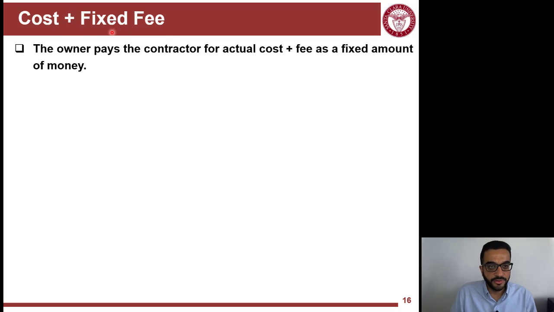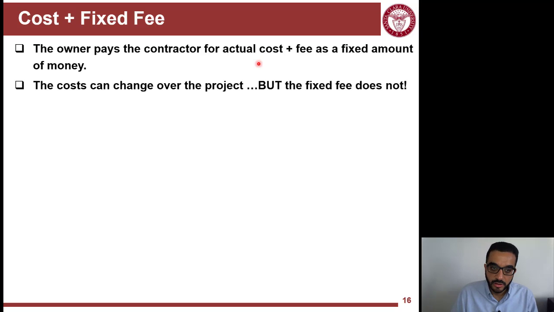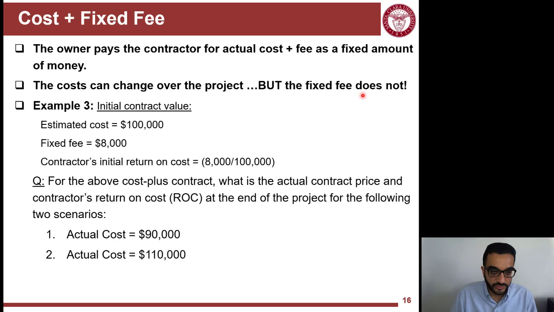Now let's see a little variation here. So instead of cost plus a percentage fee, it's now a cost plus fixed fee. So the owner will pay the contractor the actual cost plus a fixed amount they will agree on. The cost can change in the project, but always the fee will be fixed, regardless of the actual cost.